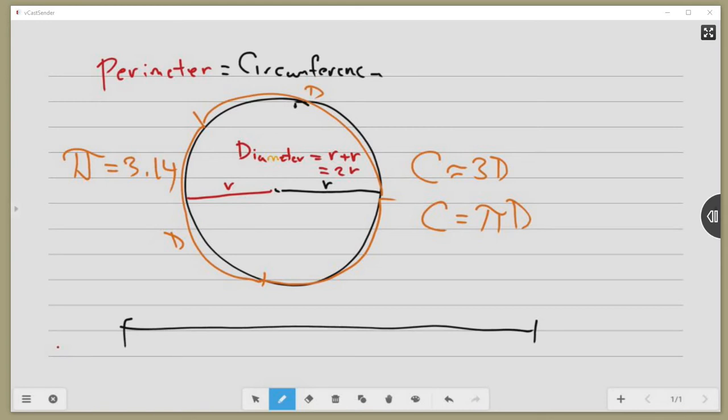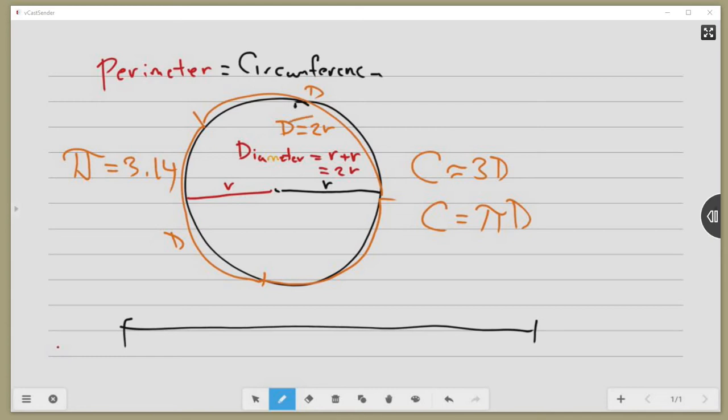Pi is really like, see, this is approximate because I used 3. But pi gets you a much more accurate distance, the perimeter of the circle. Now, I know that d, if you look here, you can call it r plus r, or you can call it 2r. So you can call me d, or you can call me 2r, I don't mind. Because d is equal to 2r.